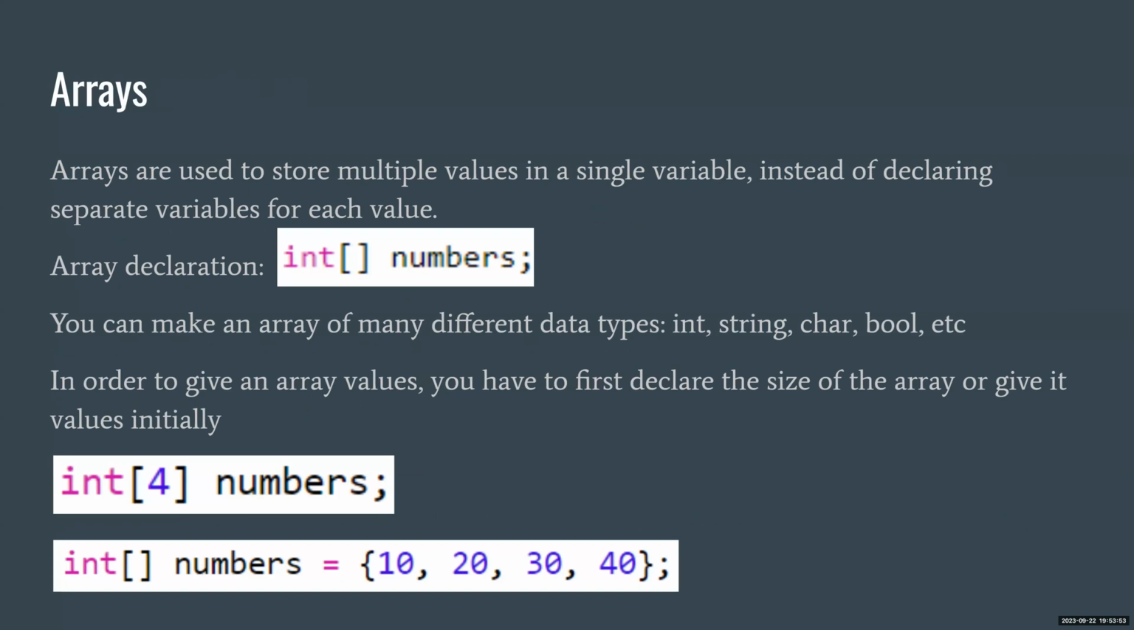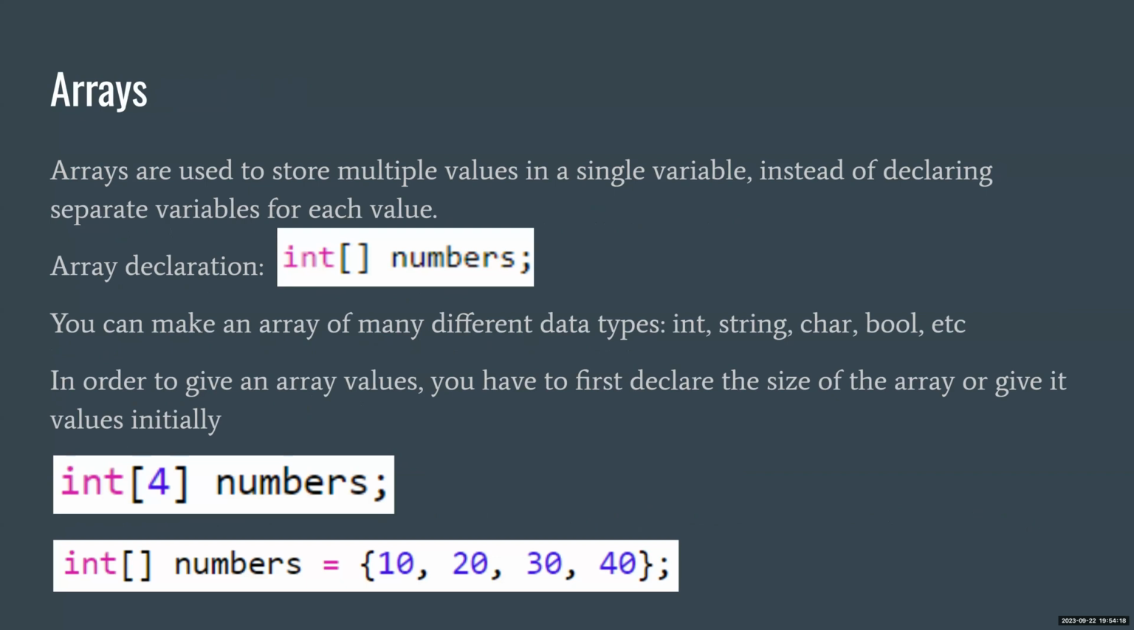So arrays are really commonly used in computer science. They're used to store multiple values in a single variable instead of declaring them separately. Like if you wanted to store, let's say, five numbers instead of declaring five variables to store the five numbers, you could just make one array to store all five numbers.